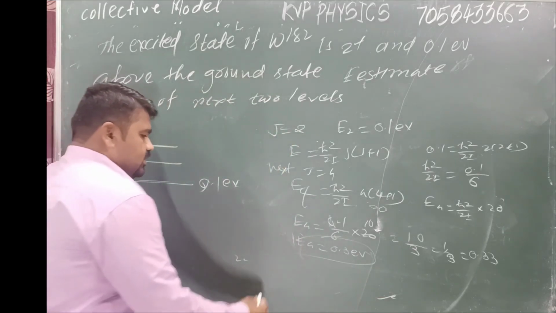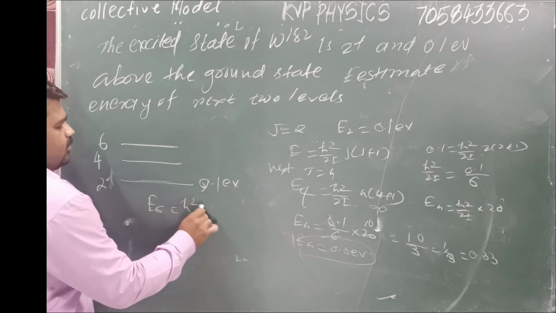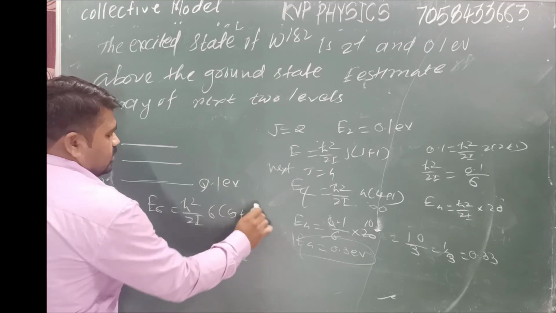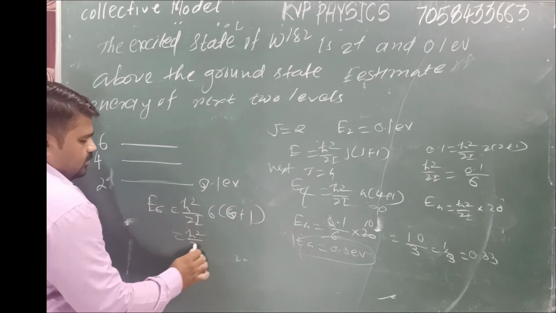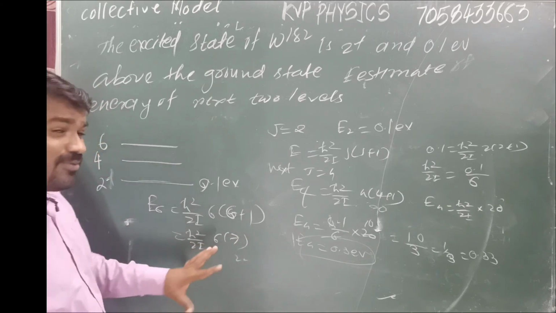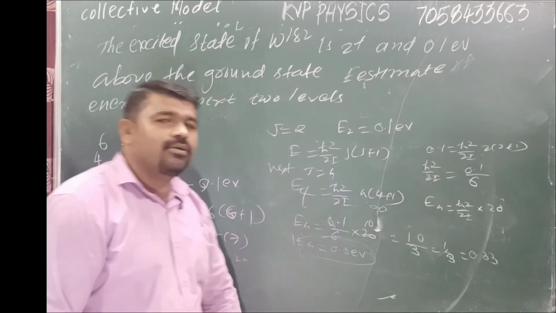Next for E6, E6 is equal to ħ² upon 2I. What is the value of J? 6 into 6 plus 1. This can be written as ħ² upon 2I into 6 into 7. Why can we write 6 into 7? Why do we not write 42 here? Because here we are getting 0.1 upon 6.